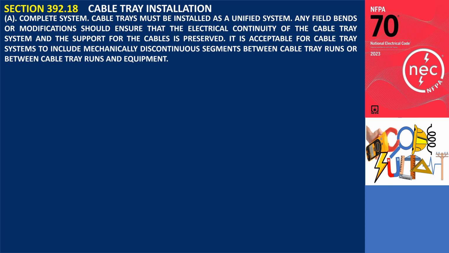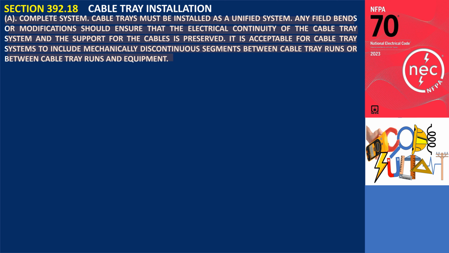In paragraph A, complete system. Cable trays must be installed as a unified system. Any field bends or modifications should ensure that the electrical continuity of the cable tray system and the support for the cables is preserved. It is acceptable for cable tray systems to include mechanically discontinuous segments between cable tray runs or between cable tray runs and equipment.